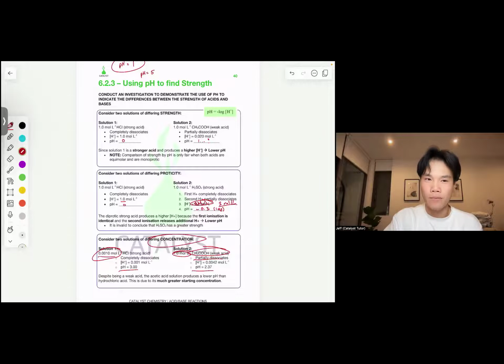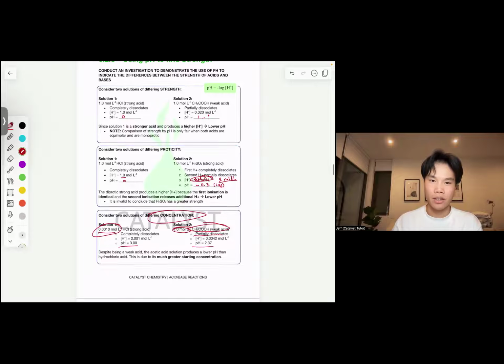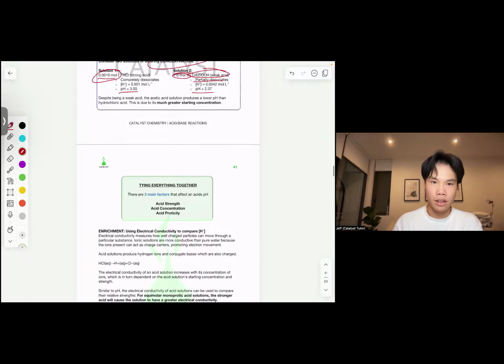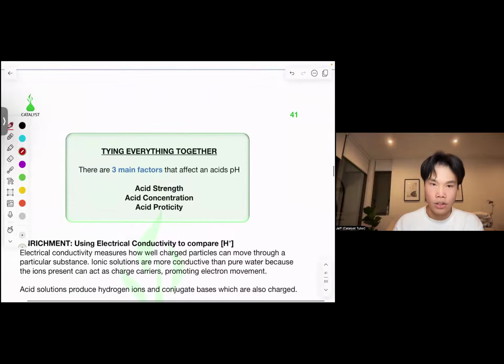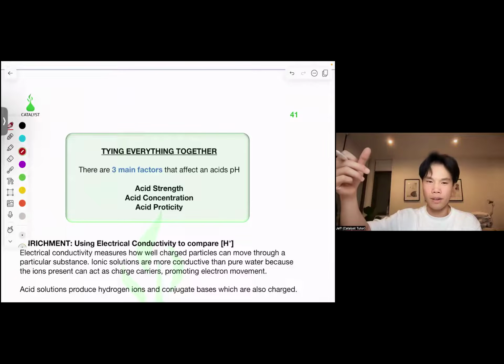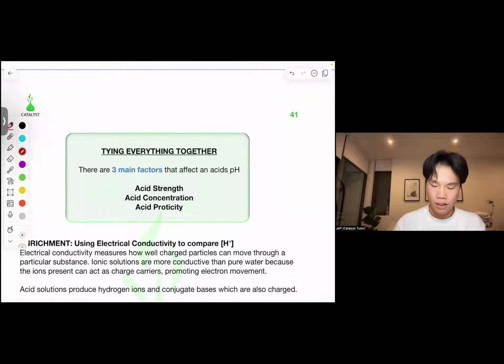Most of the time it will be. It will tend to be, but we can't know for sure. So just keep that in mind and consider that concentration will also affect pH. 3 main factors: acid strength, acid concentration, acid proticity. The strength and concentration arguments are true for bases as well, but you don't really talk about proticity of a base.